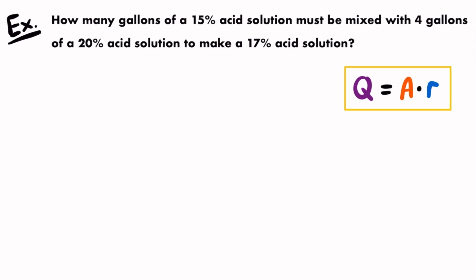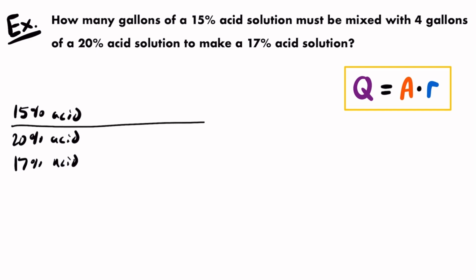What I recommend that you do is write down the two different solutions that you are combining. So in this case, that would be the 15% acid solution and the 20% acid solution, right? Those two solutions are being combined to make the 17% acid solution, which then we want to list below these two. So right here we have the 17% acid solution. Okay, and so then we can build the chart.